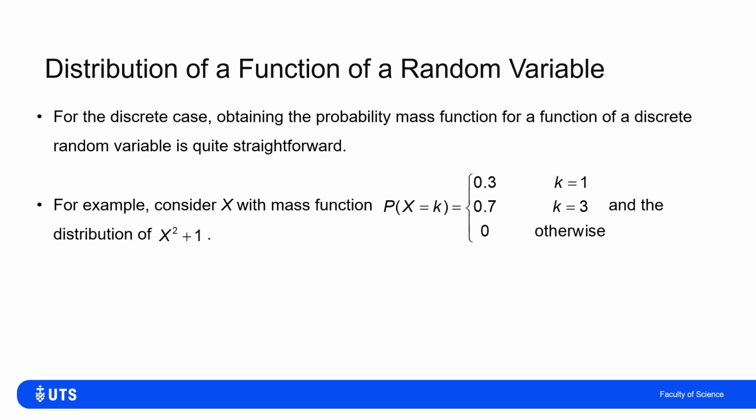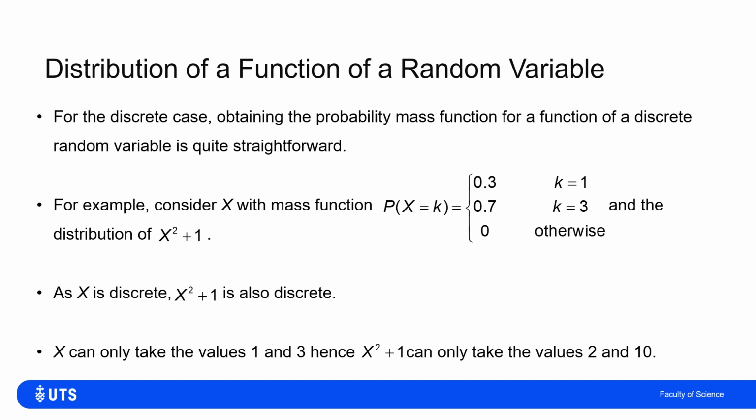So if I take a variable x, which 30% of the time takes the value 1 and 70% of the time takes the value 3, and I have another function that says calculate x squared plus 1, so square x and add 1 to it. Well, x is discrete, so x squared plus 1 is discrete, and given that x can only be 1 or 3, then x squared plus 1 can only be 1 squared plus 1 or 3 squared plus 1, so it can only be 2 or 10.